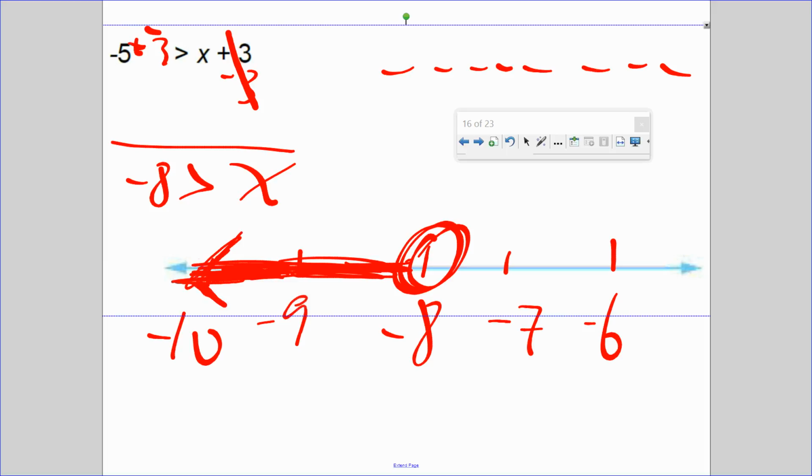So what we just did is we were given an inequality, we solved it just like an equation, and then we graphed it. So that's how you solve an inequality. In the next lesson, we're going to be working on what happens if you multiply or divide by a negative number. It will flip the direction of the inequality.